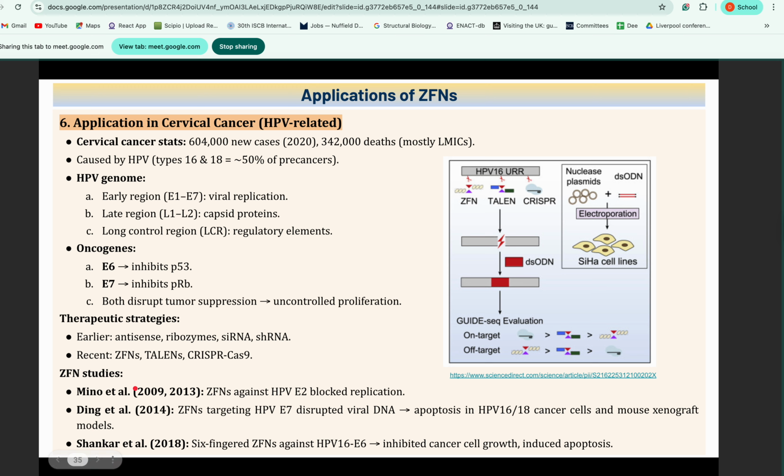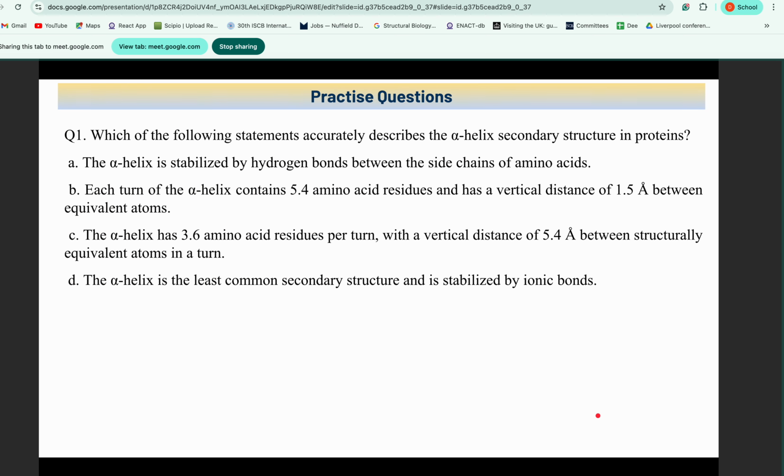Okay, so these studies have shown that if different regions of this particular gene are interfered with, they can lead to a cancer cure. They can inhibit cancer cell growth and lead to apoptosis. So these are some of the applications of zinc finger nucleases. Now we'll proceed to the MCQs.